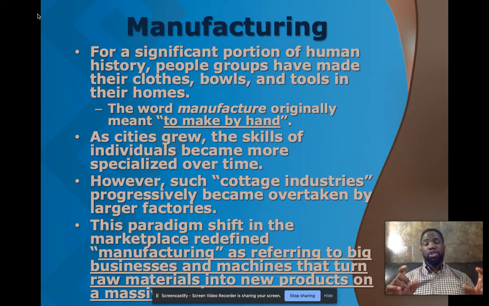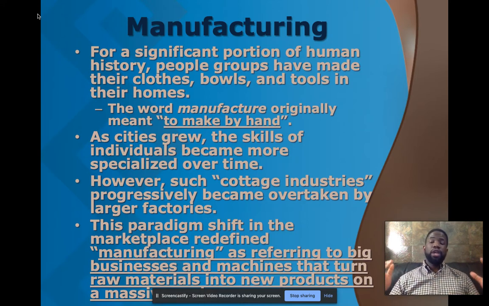All right, so make sure you mark down that manufacturing in this context actually meant something totally different than it did in its earlier times. So now, manufacturing, which originally meant to make by hand, is shifting in its context and now refers to big businesses and machines that turn raw materials into products on a massive scale.